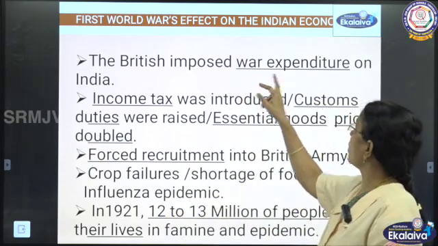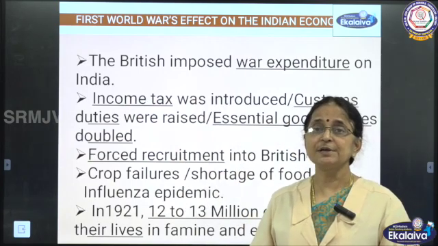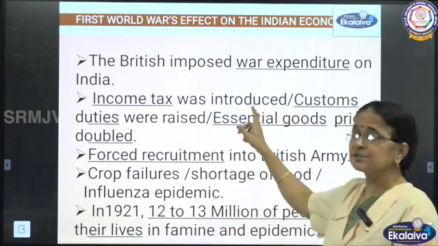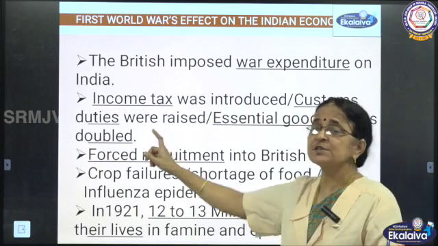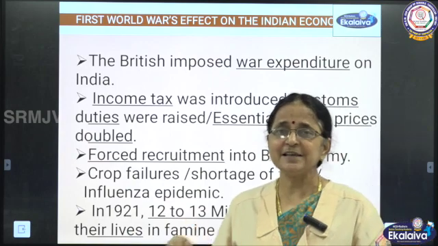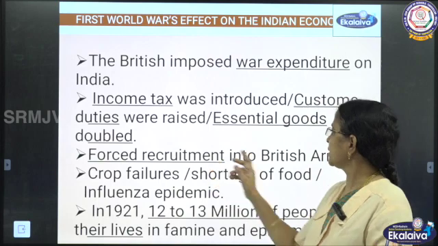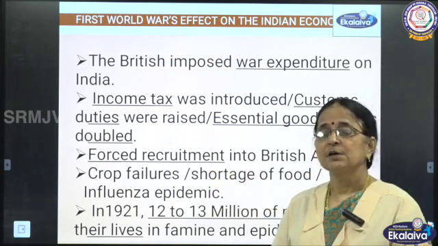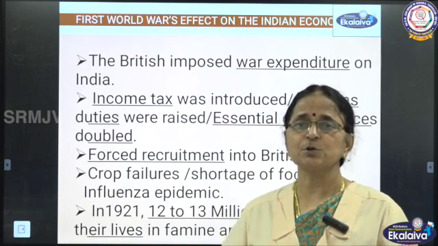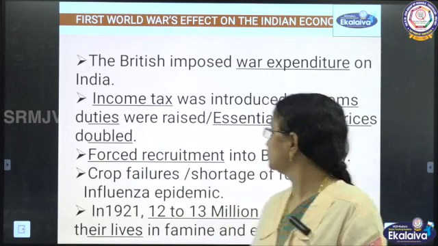The British imposed war expenditure on India. To meet the war expenses, the British imposed the expenditure on the Indians. Income tax was introduced. Custom duties were raised. Essential good prices doubled. By these measures, they were able to accumulate a lot of money. Forced recruitment into the British Army: many villagers were forced to fight in the First World War to represent Britain. This made many villagers angry.